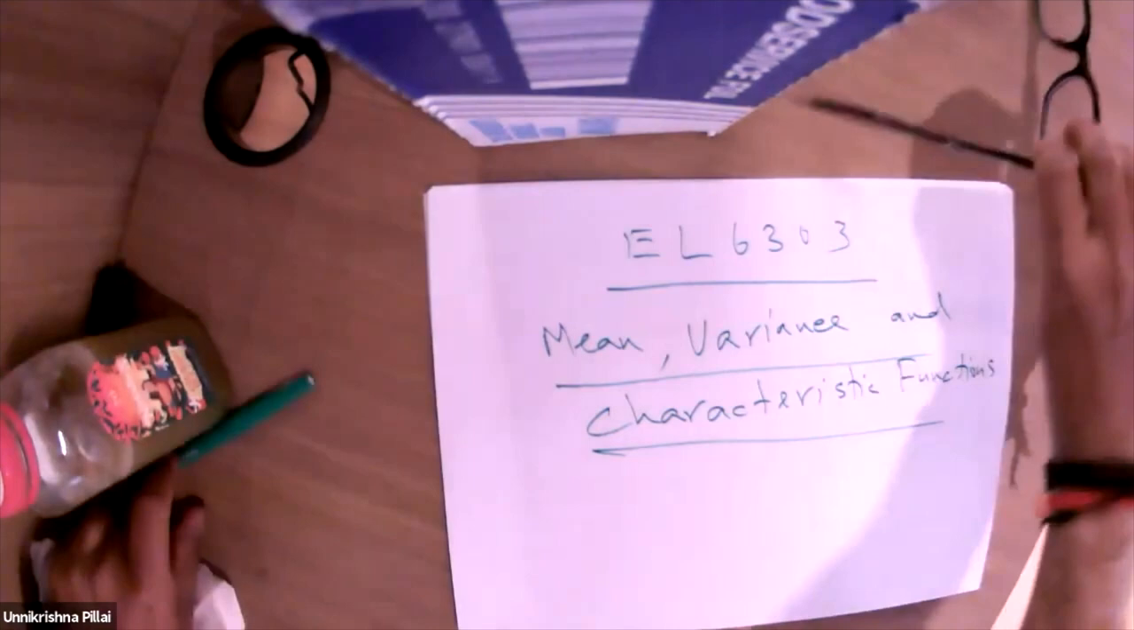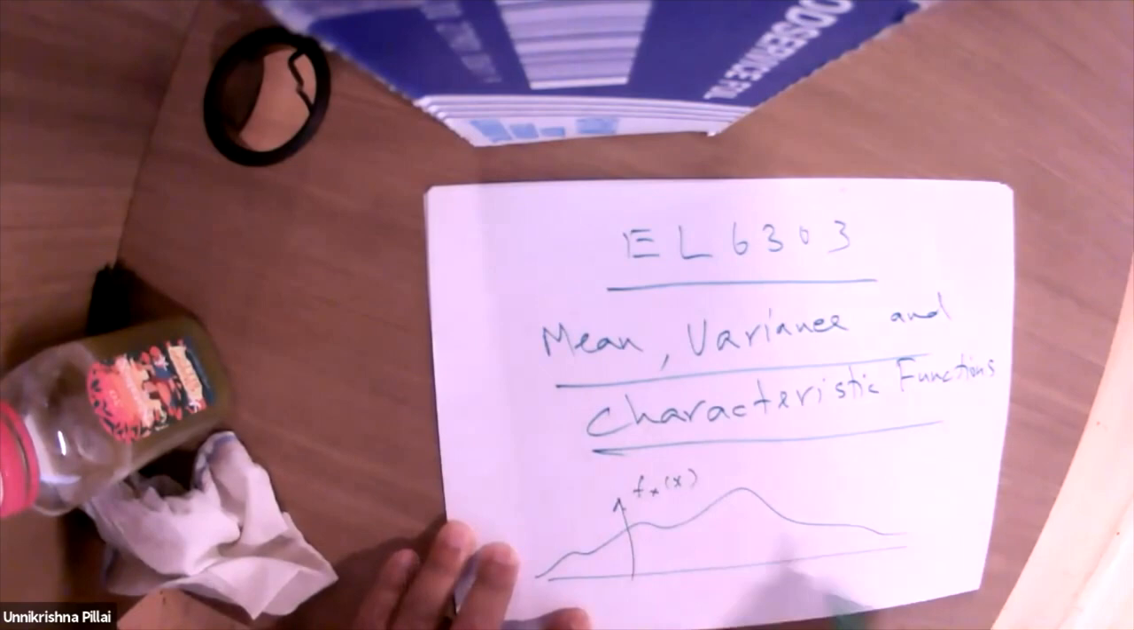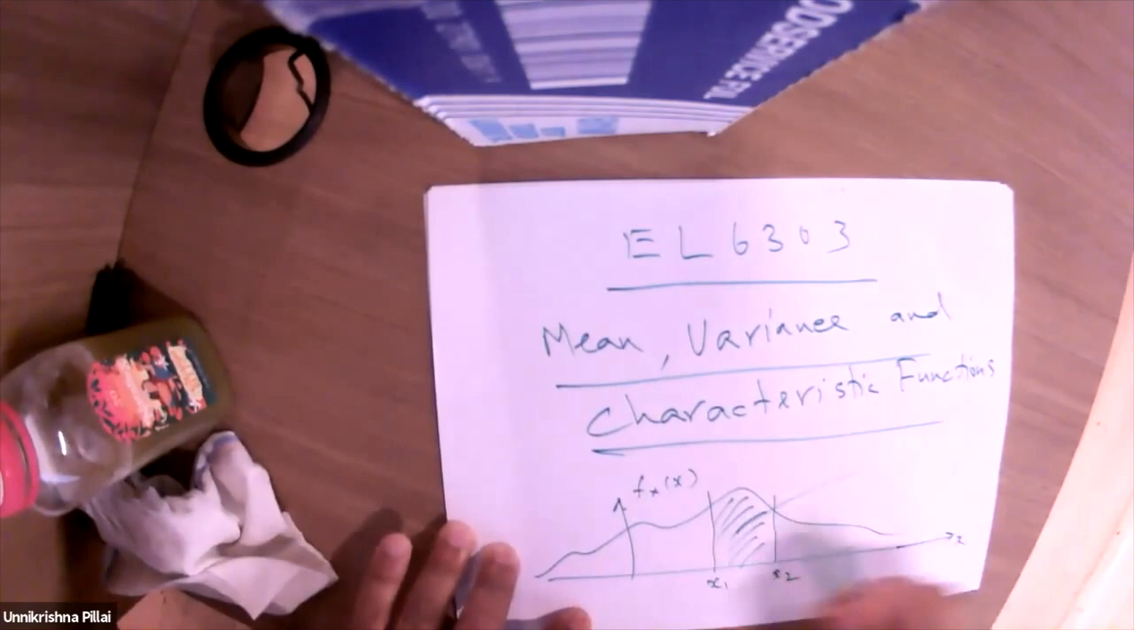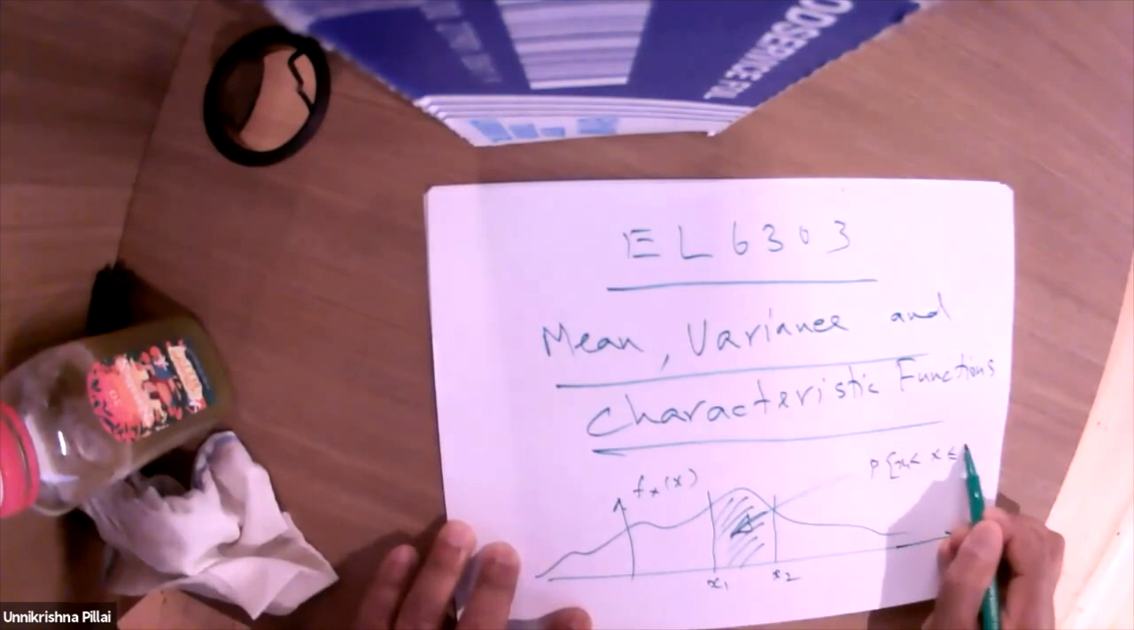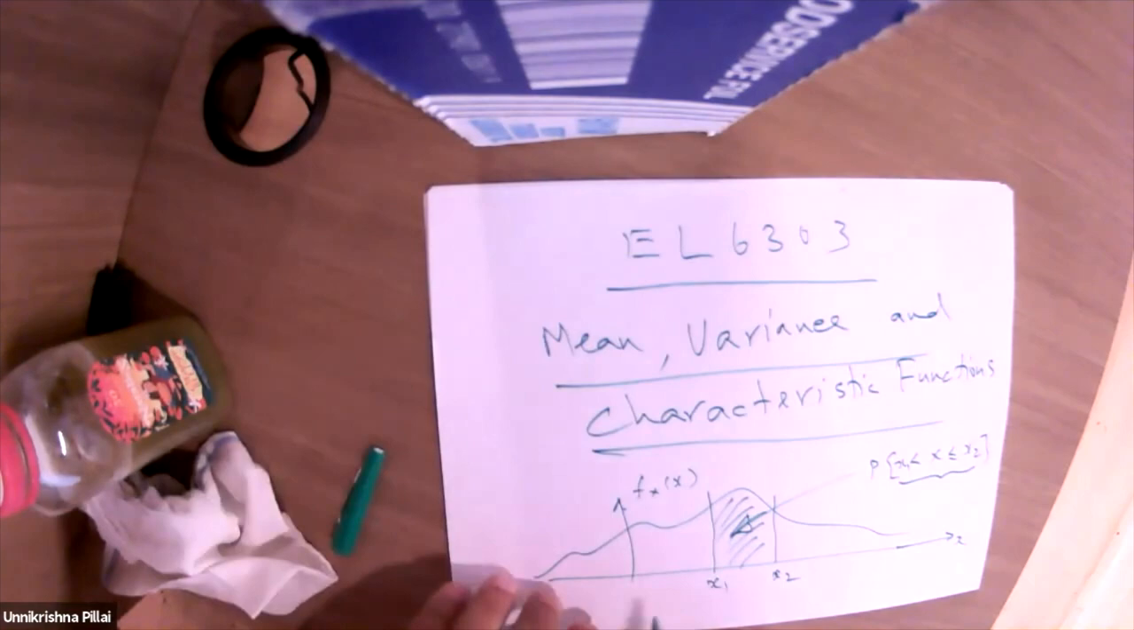We had a density function for any random variable. The area under the density function is 1. The meaning of the density function is, of course, this area. If this is x1 to x2, then this area physically represents the probability that the random variable is between x1 and x2. Okay, so then what we discussed was, if you have a function of a random variable, in other words, if you transform x to y, y equal to g of x.